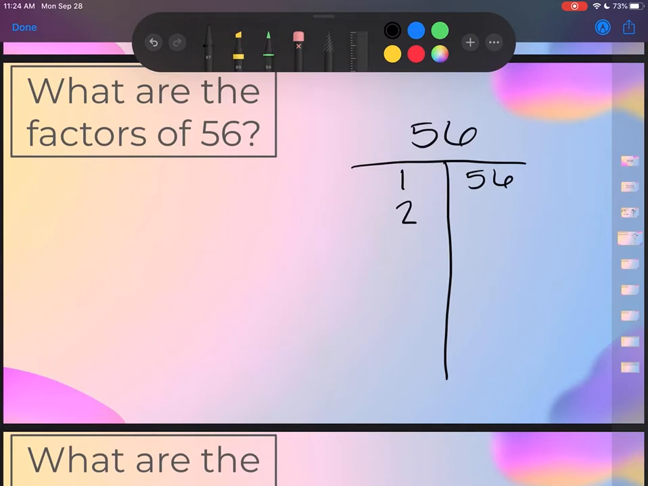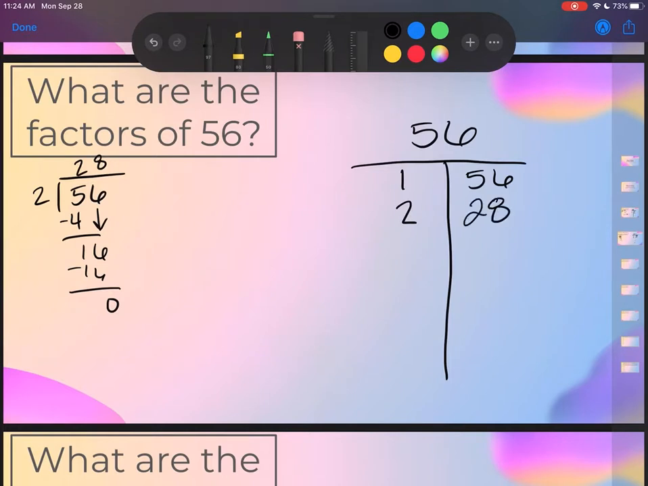In order to figure out 2 times what is 56, I would have to do 56 divided by 2. So if I did that on the side, 56 divided by 2, I end up with 28. So since 56 divided by 2 is 28, that means 2 times 28 is 56.